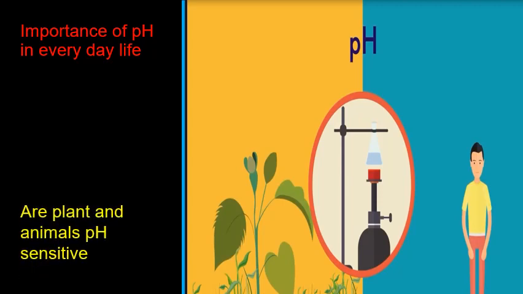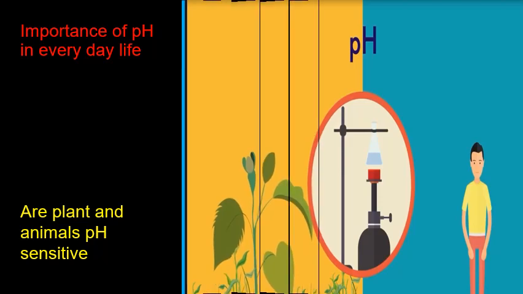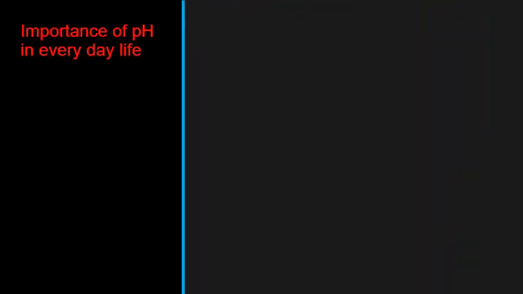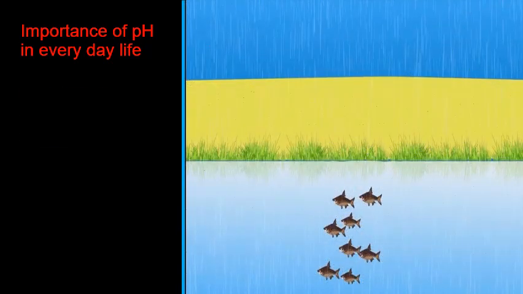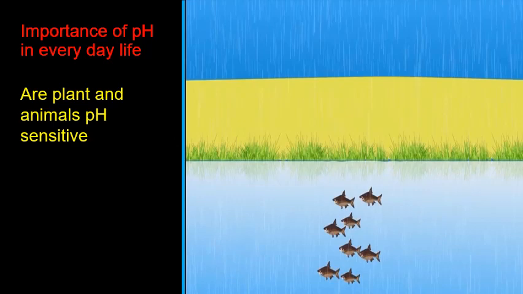Is there any effect on the plants and animals? Are they sensitive to pH? Let us see whether they are sensitive or not. The topic is the importance of pH in everyday life. The first one: are plants and animals pH sensitive or not? First of all, when there is acid rain, how are acid rains formed?